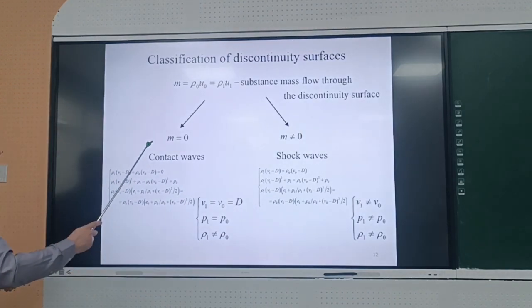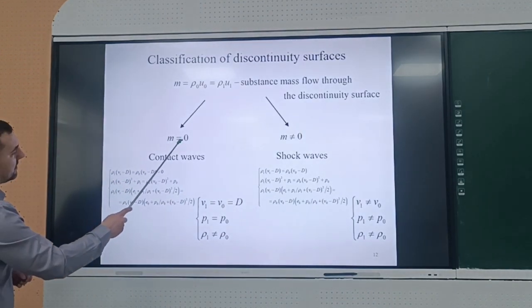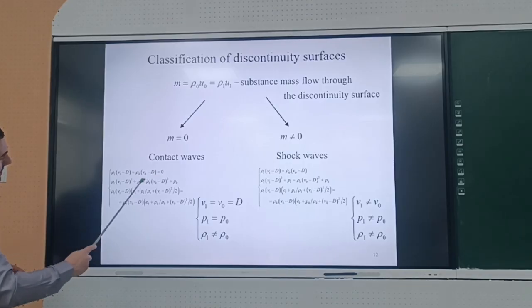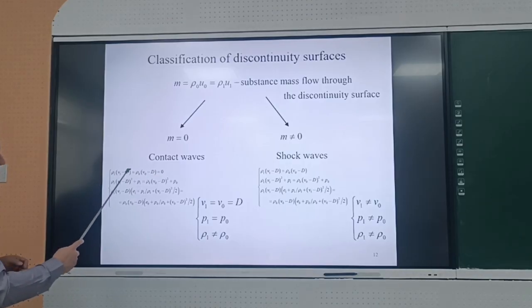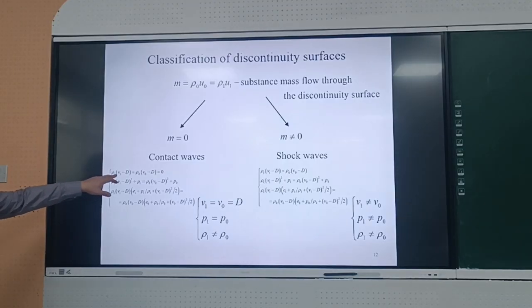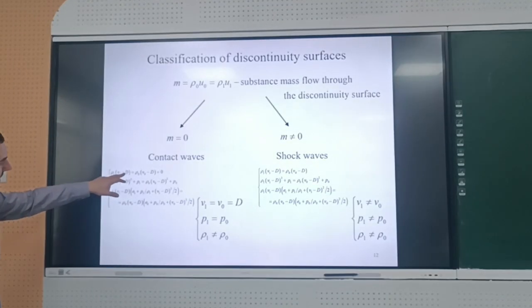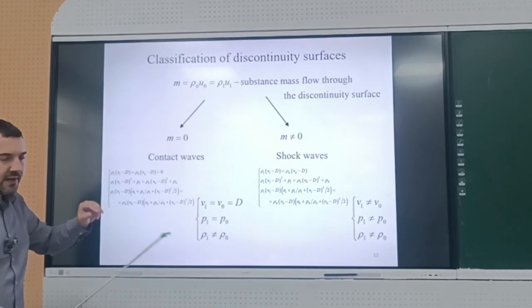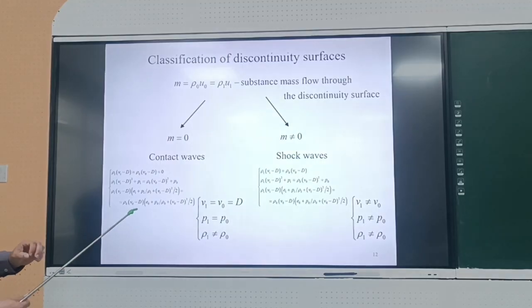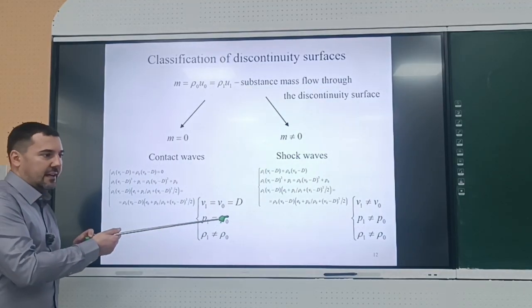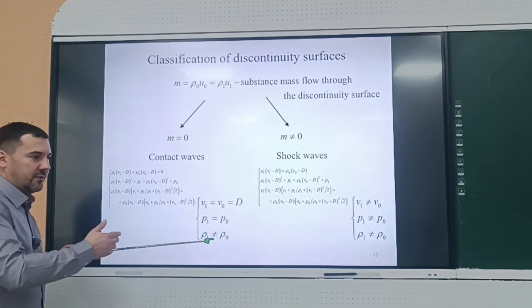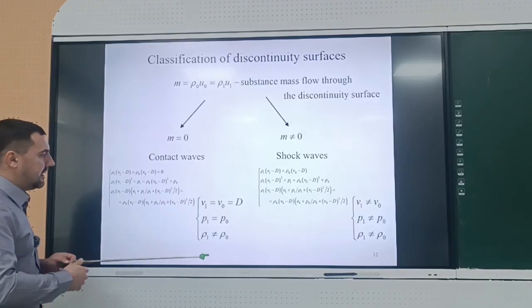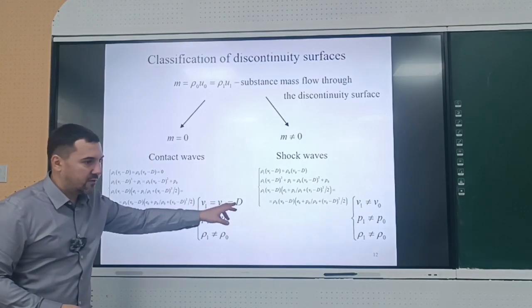Why is it so? Suppose m is equal to 0. If m is equal to 0, the densities are not 0, they are just some physical quantities. It means that V1 equals d and V0 equals d. It means that the gas to the left and to the right has the same velocity, and this velocity is equal to the velocity of this discontinuity. It means that the velocity can be either 0 or non-zero.